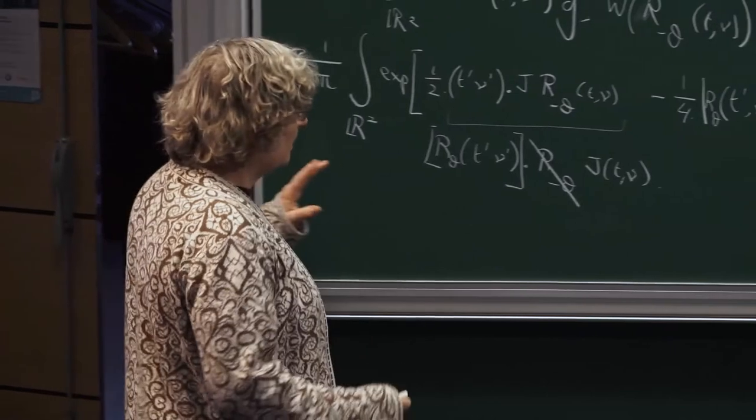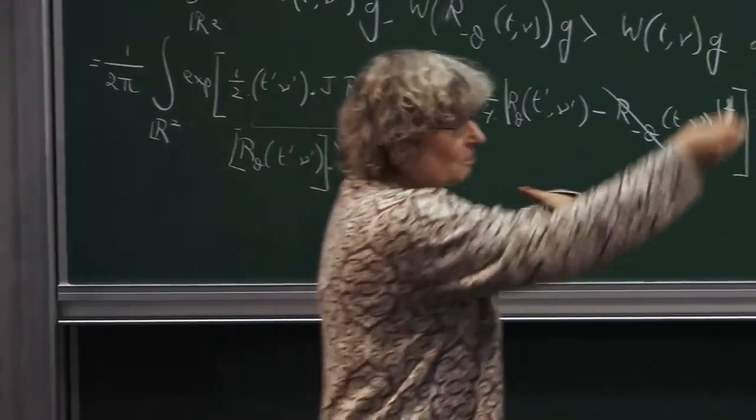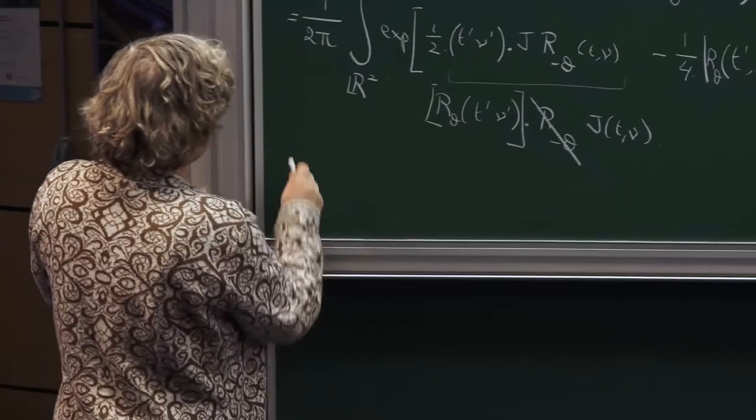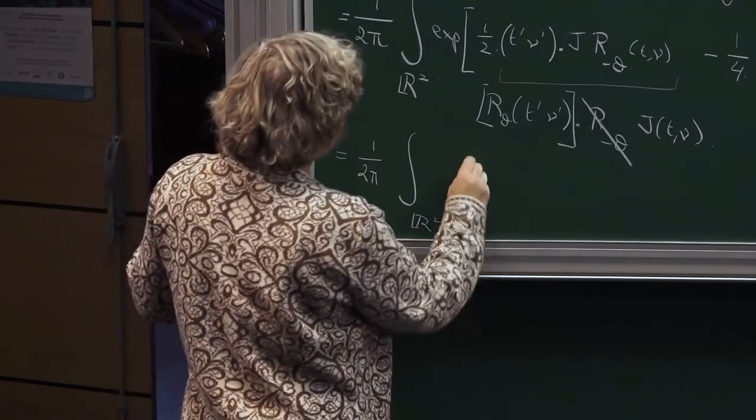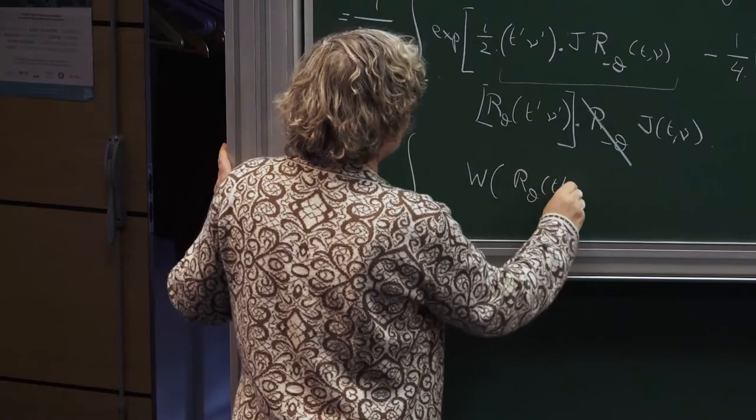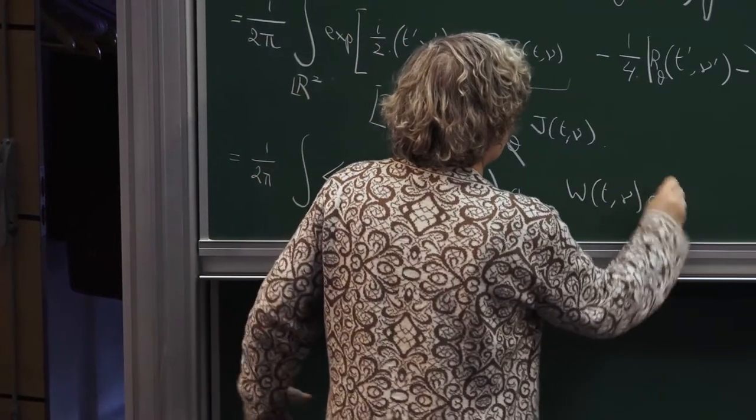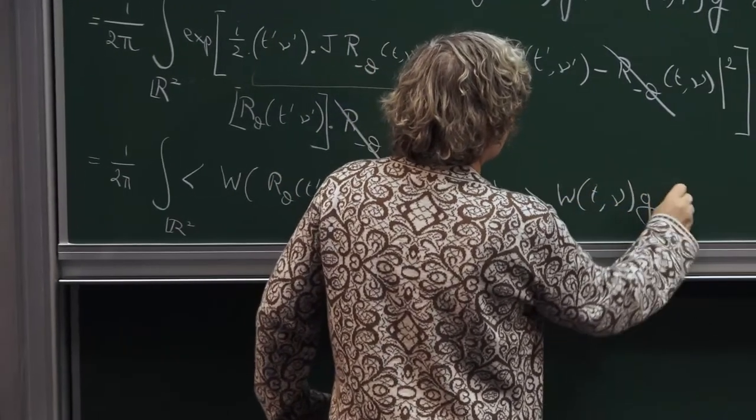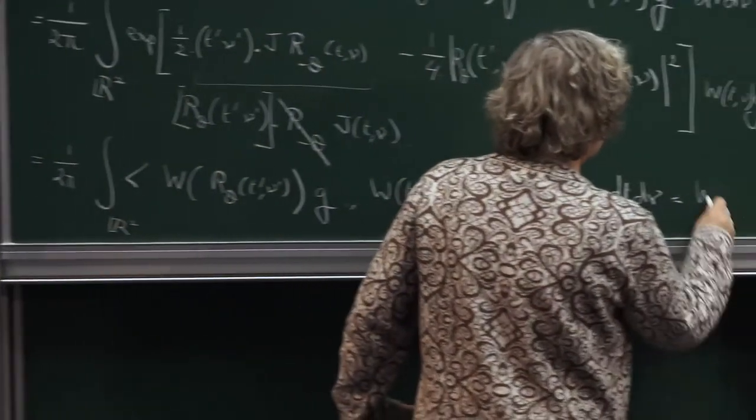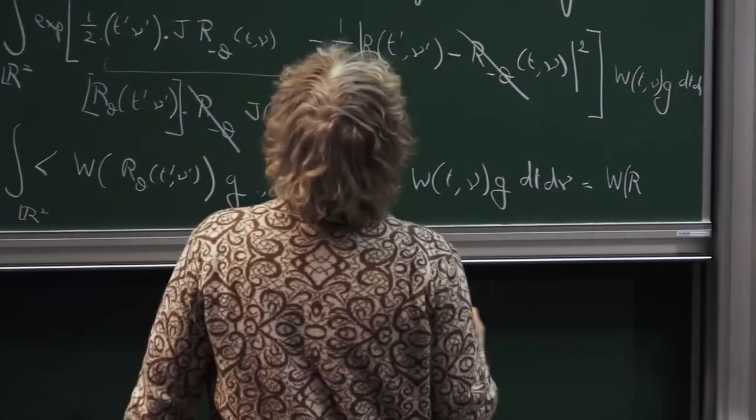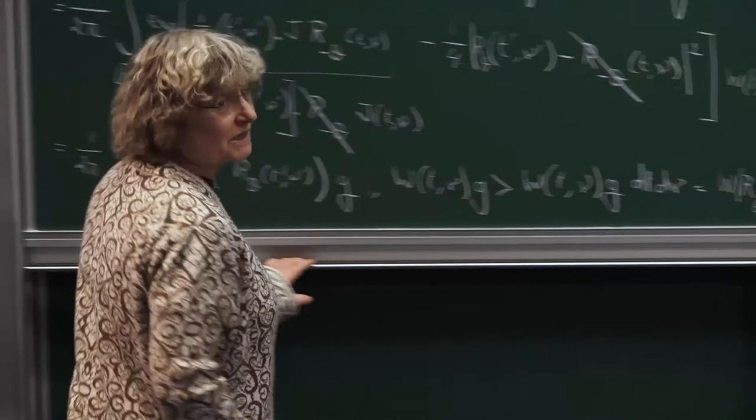And then I have, you see, with these operations, I've put r theta always on (t prime, nu prime). And now I can backtrack in the whole thing. And I'll see that this is 1 over 2 pi, the integral over R2 of the inner product of W(r theta (t prime, nu prime)) g with W(t, nu) g, times W(t, nu) g dt d nu. And so, since that gives me the identity operator, it's just, as I claimed in the beginning, W(r theta (t prime, nu prime)) g. And so my claim is established.